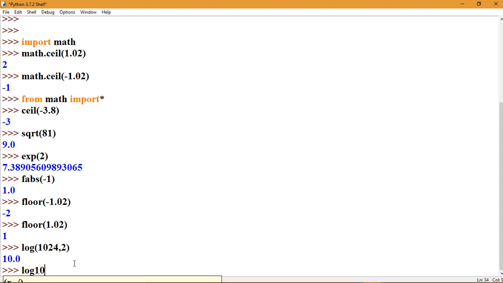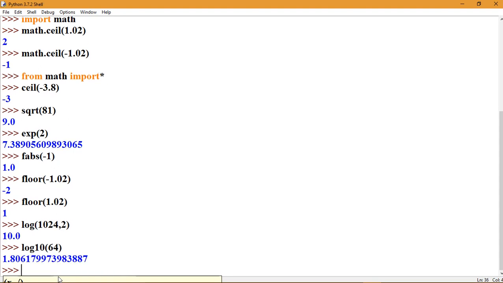Why are we taking 10? Because we are taking natural log. So what is to be written? The number value of which we need to calculate the log. We'll get the value like this.